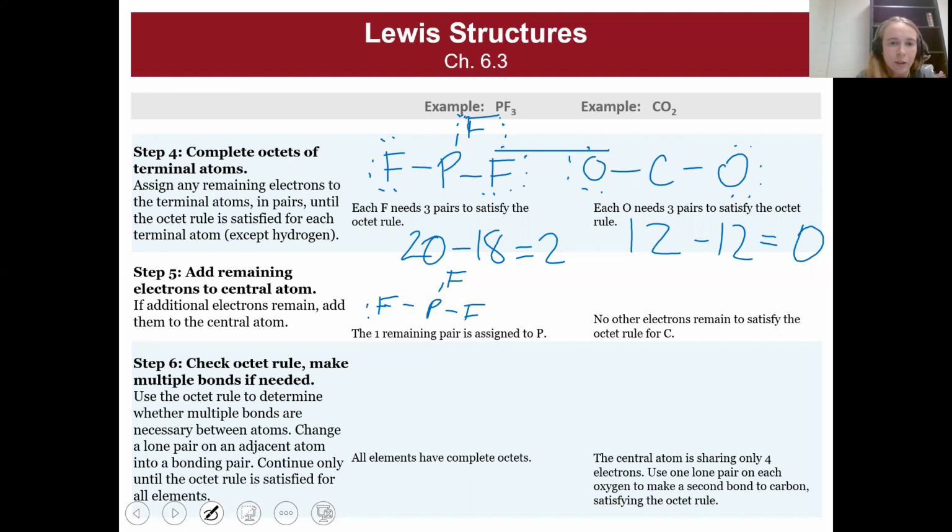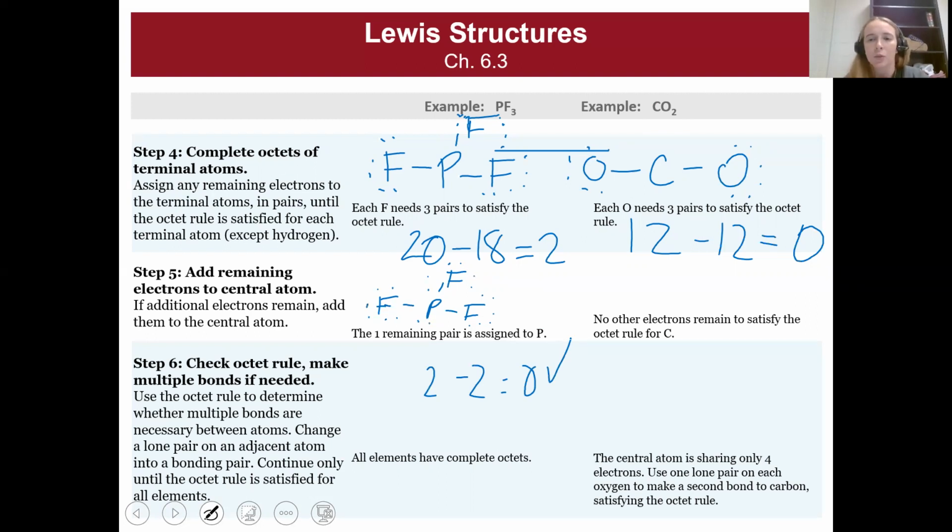So we have electrons all over our fluorine atoms. We have 3 lone pairs on each fluorine, and we have 2 left over, so those are going to go on our phosphorus. So now we used our last 2, so we are done. And we can check our octet rule in step 6.